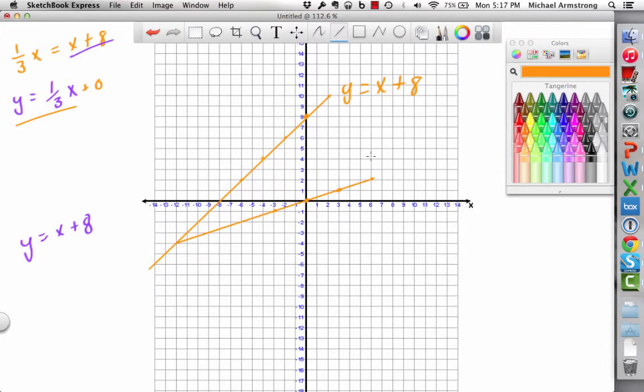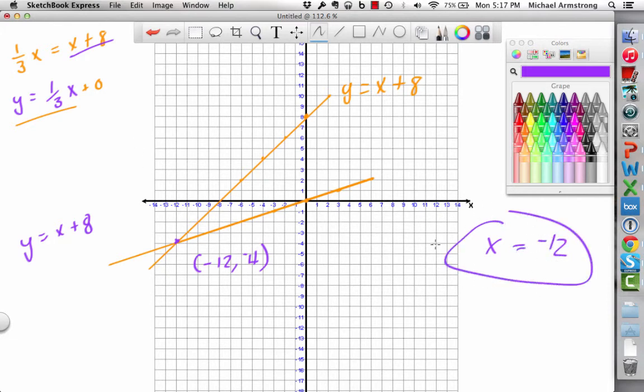And these two are going to cross. And in fact, I suppose I should just draw this past there. But the point that we need to identify is this point right here. And this point is at negative 12 on the x-axis and negative 4 on the y-axis. And so we're looking for where it crosses the x. That's negative 12.